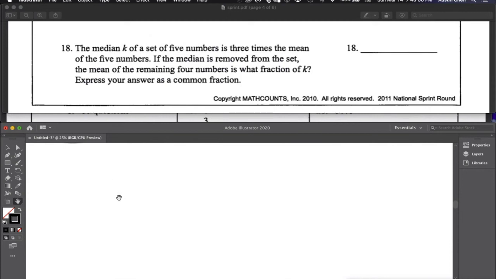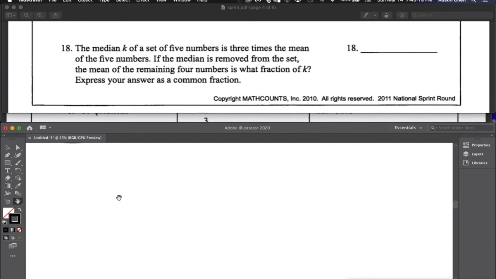If we remove k, then we will be left with 2/3 k as the sum. And now there are 4 numbers, so we just divide that by 4. 2/3 divided by 4, we're left with 1/6 of k.